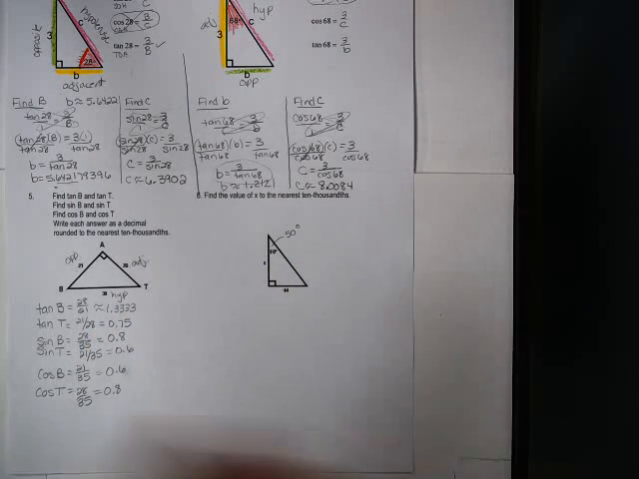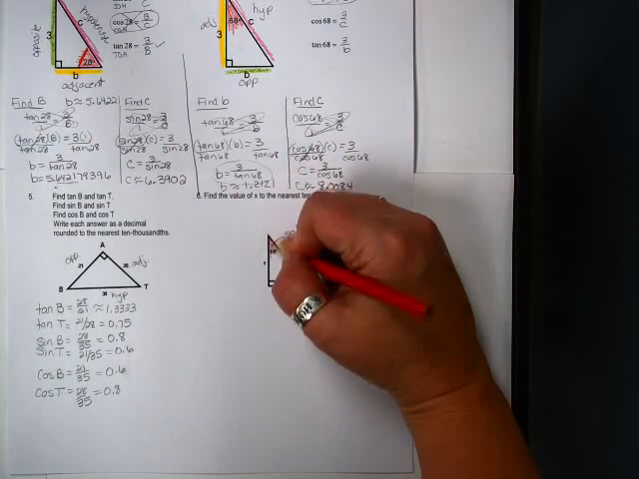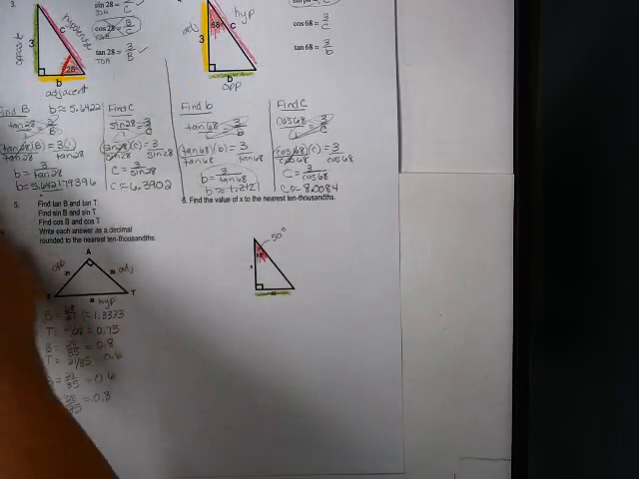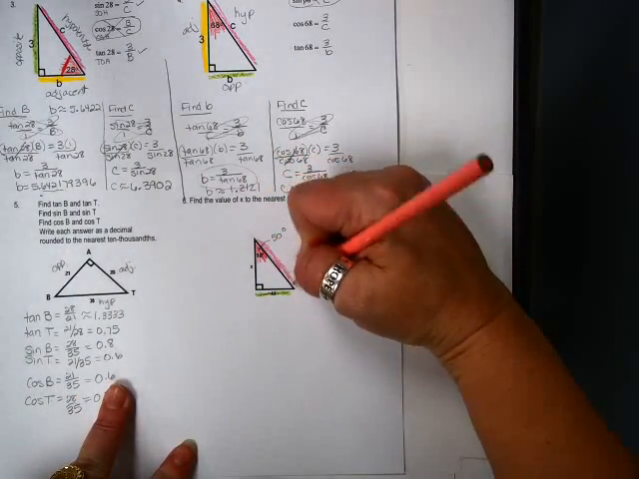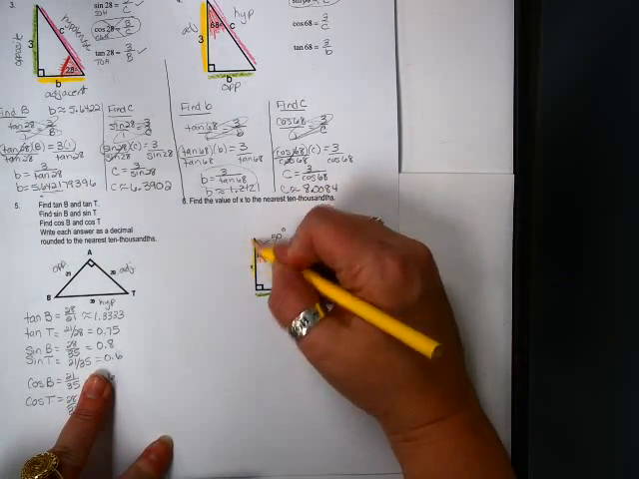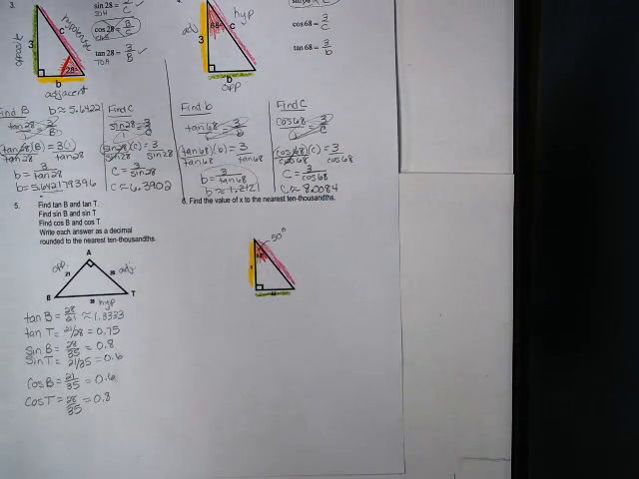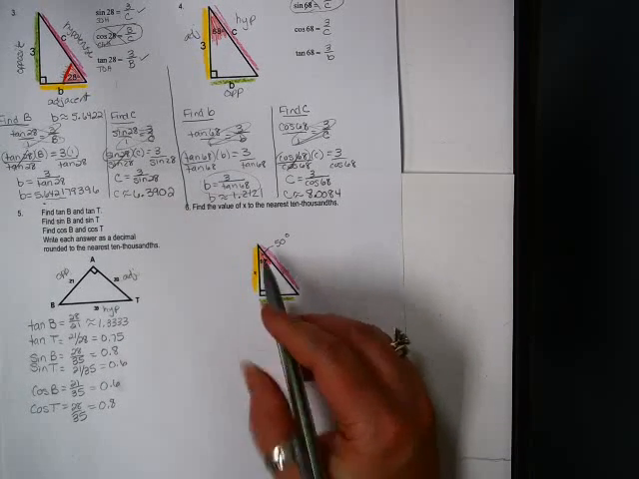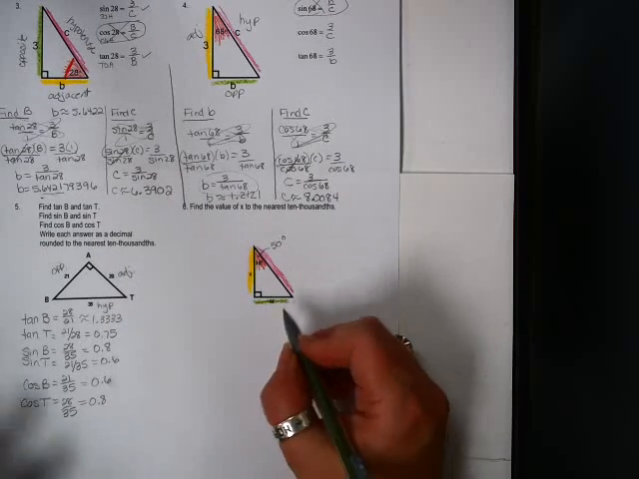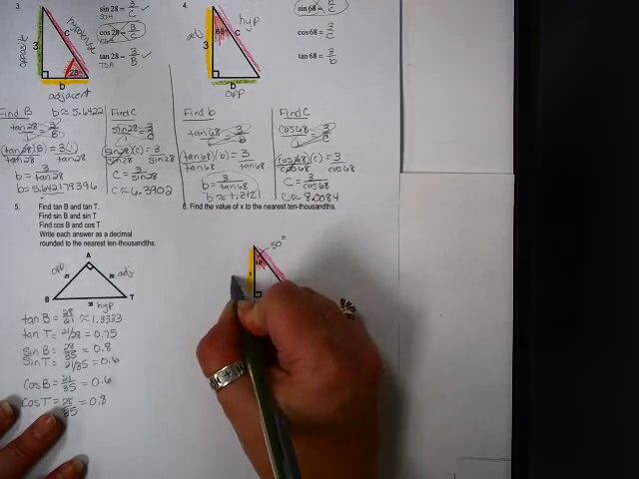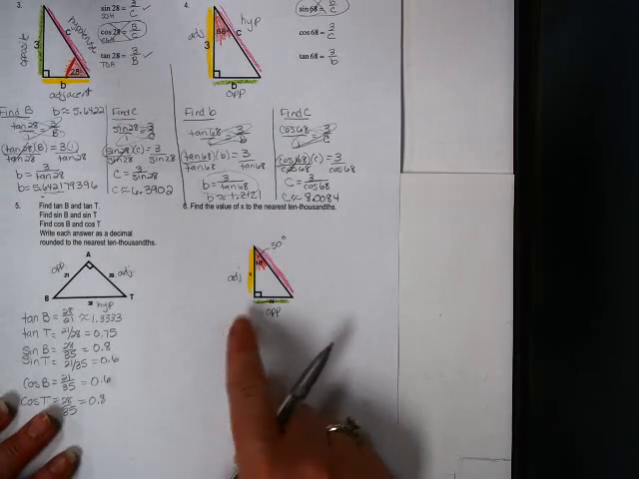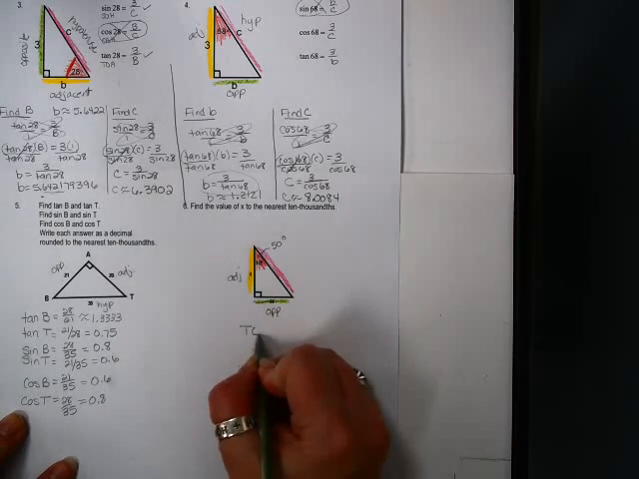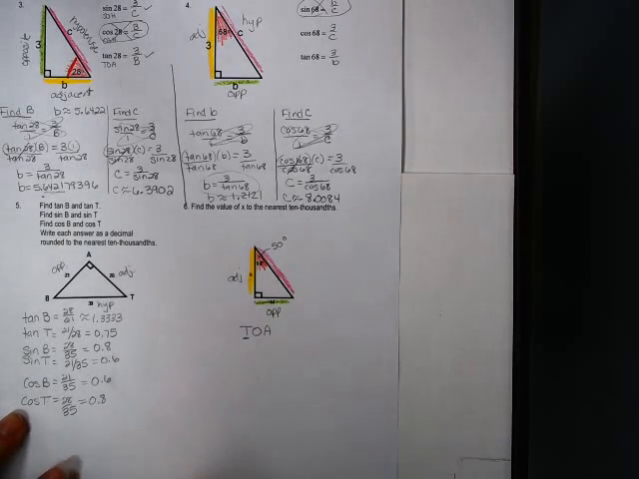Okay, so locating my angle first. Here's my angle in red. Then that makes this the opposite side. That makes this the hypotenuse. And that makes this the adjacent side. Look and see what you have. I have information here in green, the opposite, and I have information here in yellow, the adjacent. Which trig function allows you to use both the opposite and the adjacent? TOA. The trig function is tan.